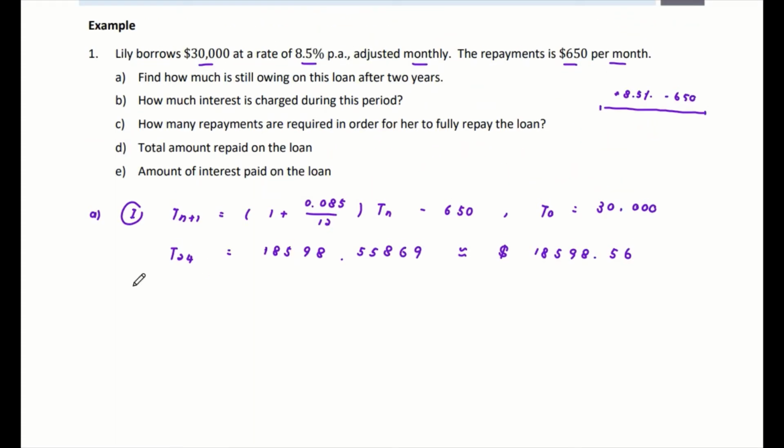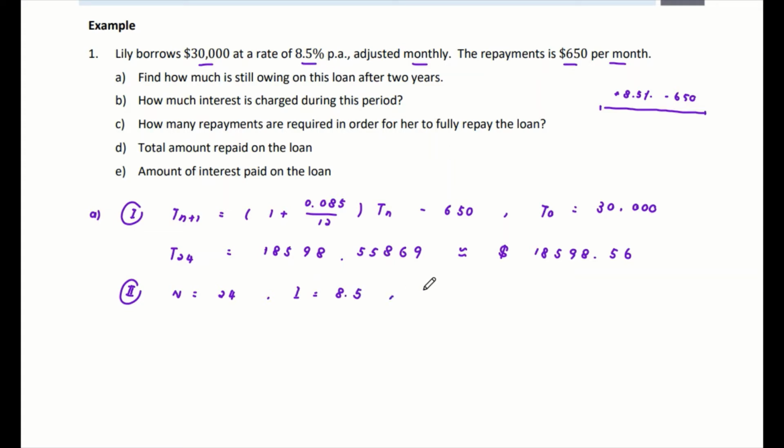So same thing, let's try to do the second method here if we are using our finance solver. In this case, we have our n here. So n is going to be 12 times per year, right? So after 2 years, it will be 2 times 12, which means 24 payments made. Then the next thing, we are having our interest rate first. So 8.5. Just give your answer per annum.